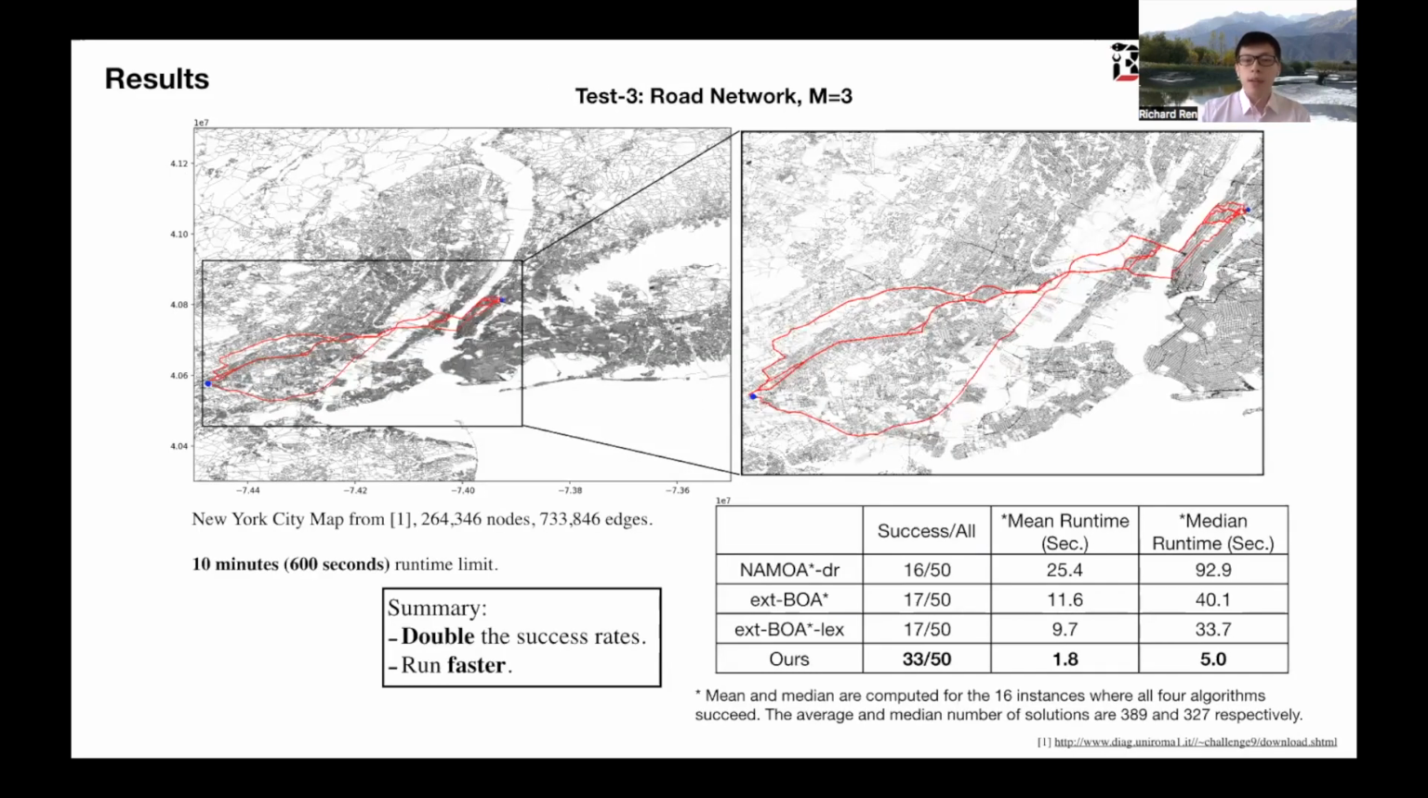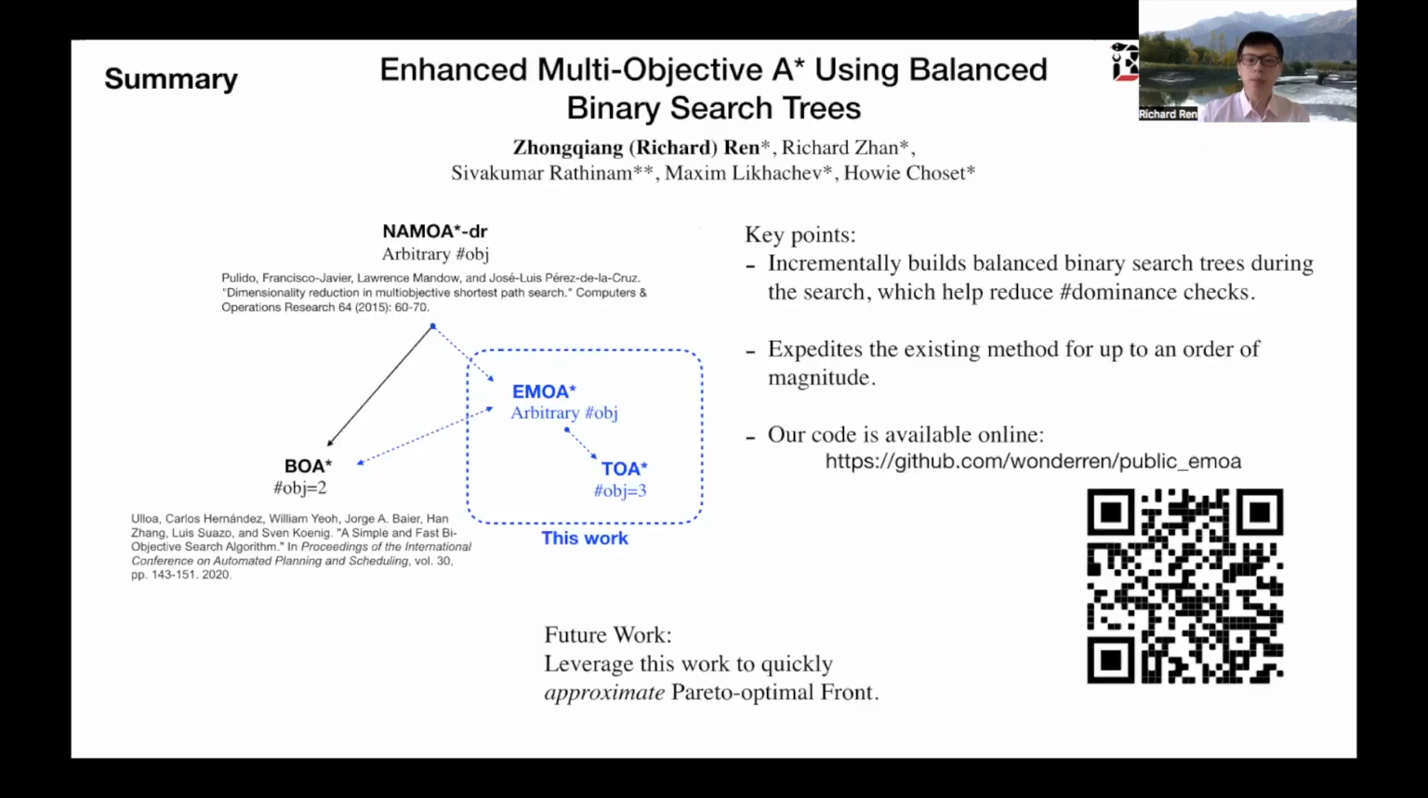Okay, finally, we test on a city-like road network with 3 objectives. The dataset is a public dataset online. We set a runtime limit of 10 minutes. From the table in the lower right corner, we can see that our approach doubles the success rate. In addition, among instances that are solved by all 4 algorithms, our approach runs up to an order of magnitude faster than the baseline approaches.